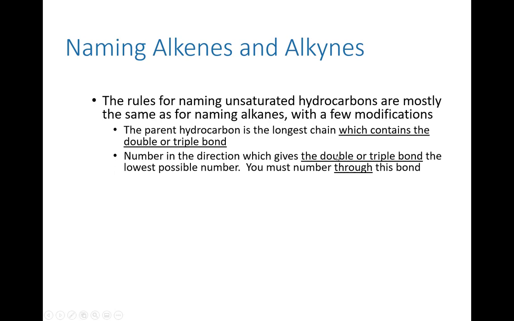So you want to get to the double bond or the triple bond with the lowest possible number, and you must number through that bond. So for example, if the first carbon in the double bond is carbon number 2, the next carbon in the double bond has to be carbon number 3.